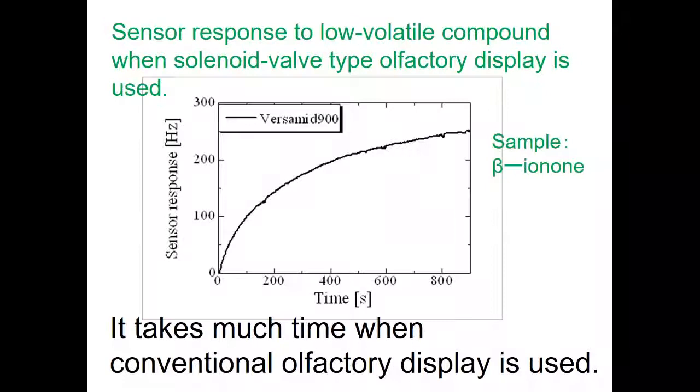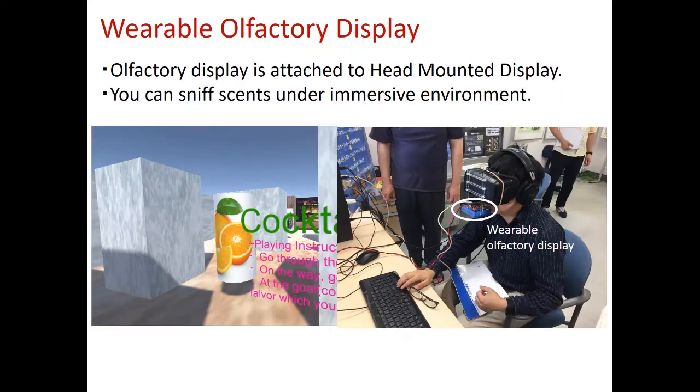And this one is for comparison. This is a solenoid type olfactory display we use, and the sample is beta-ionone in this case. More than 10 minutes later, the sensor response is still going up. So it takes much time when a conventional olfactory display is used.